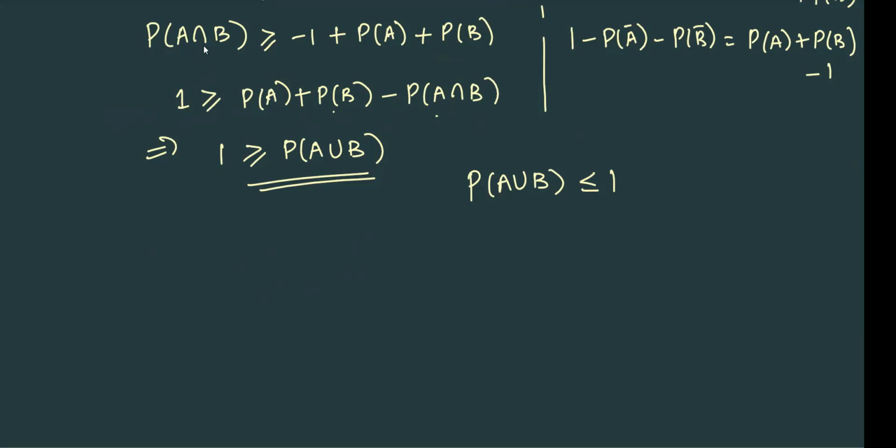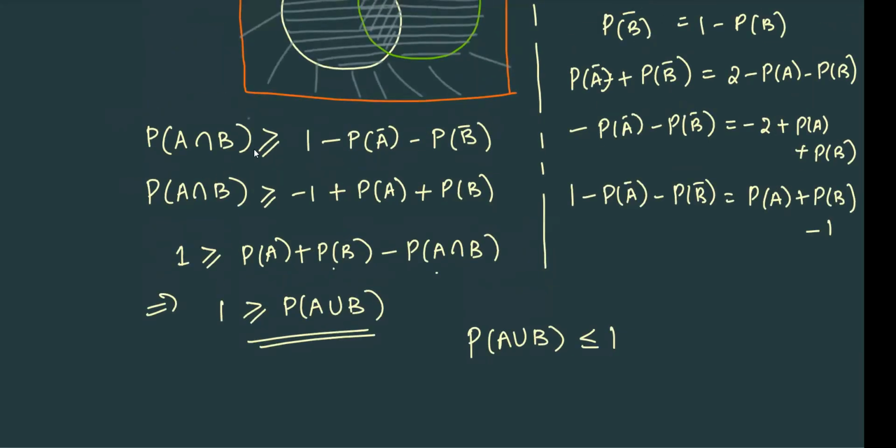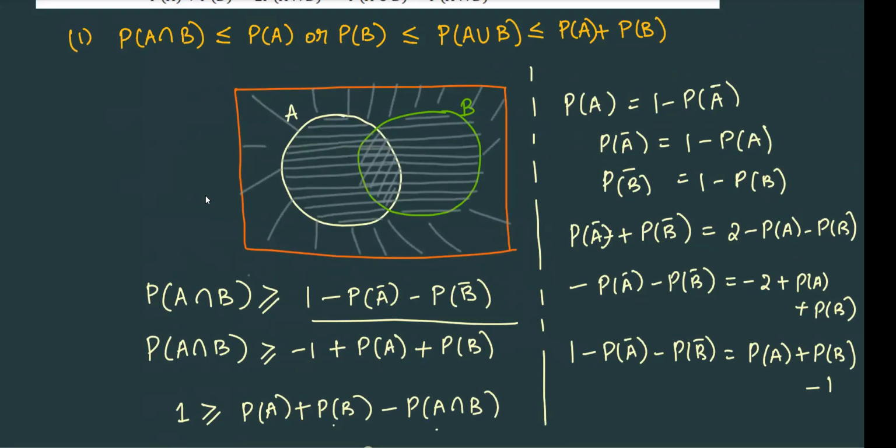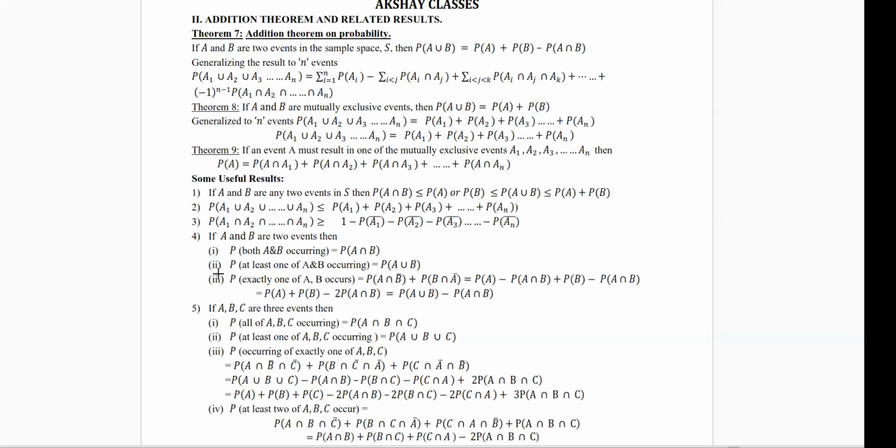Take this to the other side and bring minus this side. So P of A intersection B is greater than minus 1 plus P of A plus P of B, which means P of A intersection B is greater than, we can write this as 1 minus P of A bar, 1 minus P of B bar. So we get this result. So P of A intersection B is greater than 1 minus P of A bar minus P of B bar. This part, okay, I will do this exclusively.